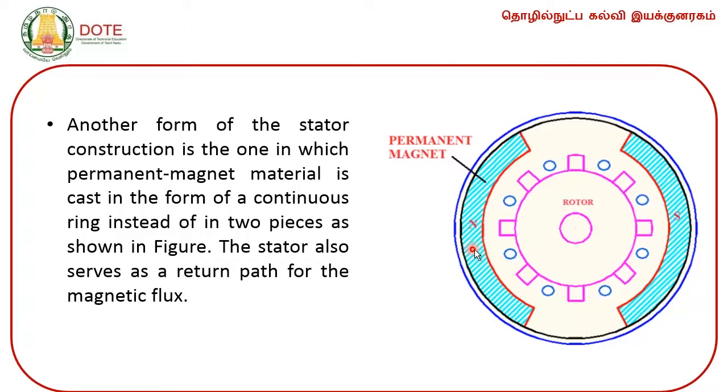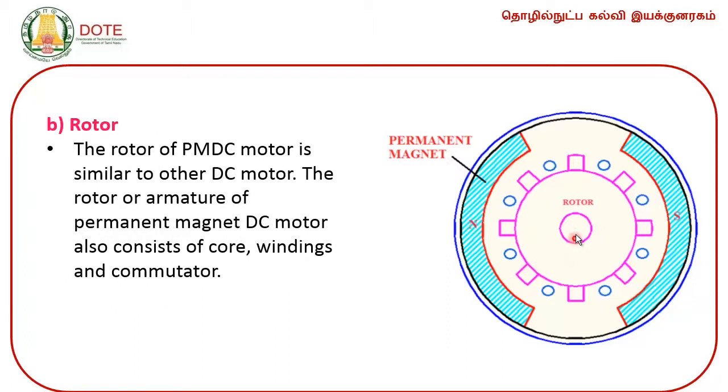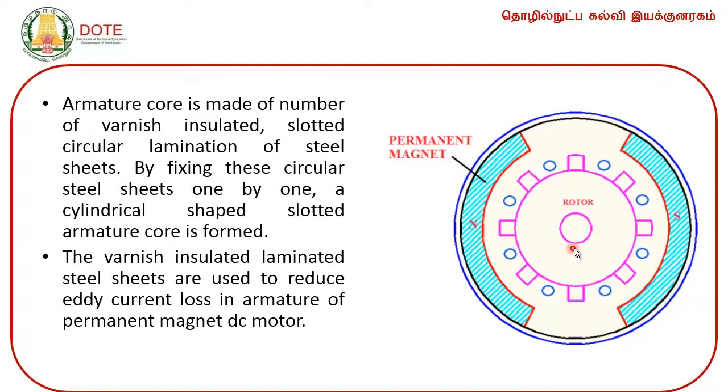In the previous slide we saw two pieces; instead, they are cast into the form of a continuous ring. The stator also serves as a return path for the magnetic flux. Now the rotor. The rotor of the PMDC is similar to that of other DC motors. The rotor or armature of a permanent magnet DC motor also consists of a core, windings and commutator. The armature core is made up of a number of varnished insulated slotted circular laminations of steel sheets. By fixing these circular steel sheets one by one, a cylindrical slotted armature core is formed.